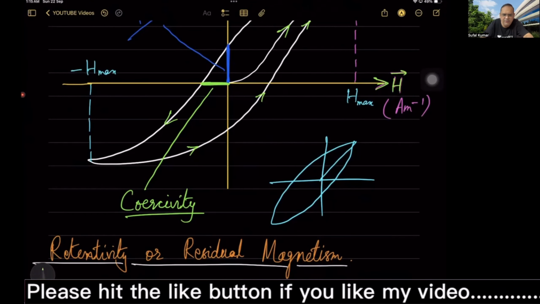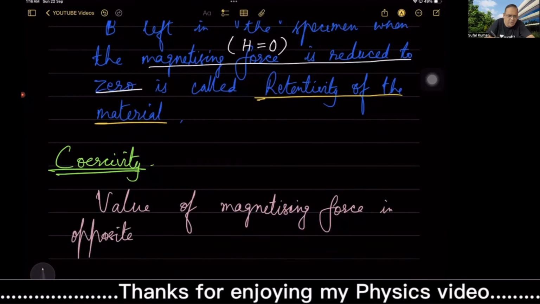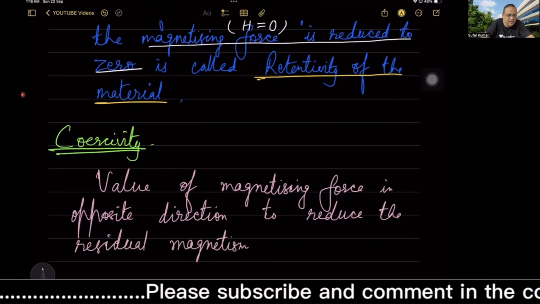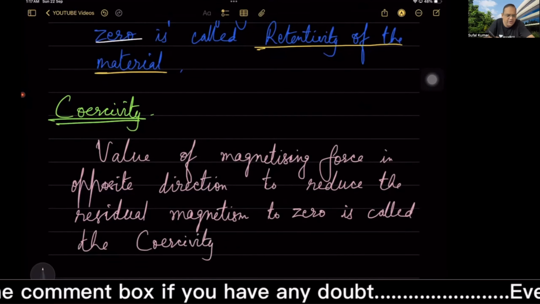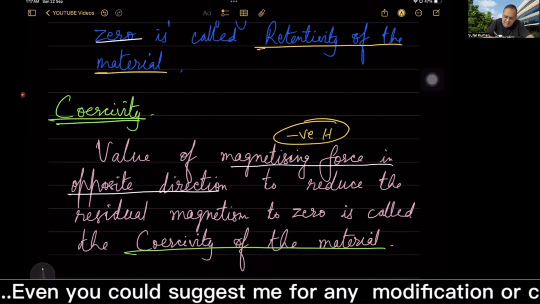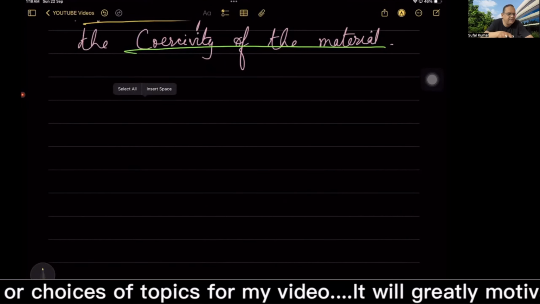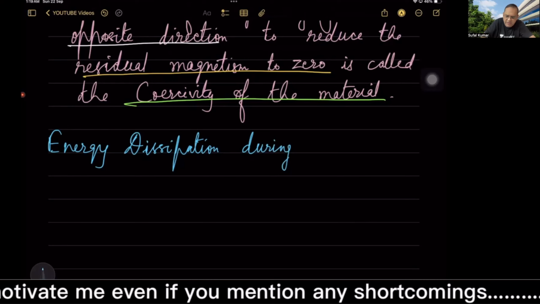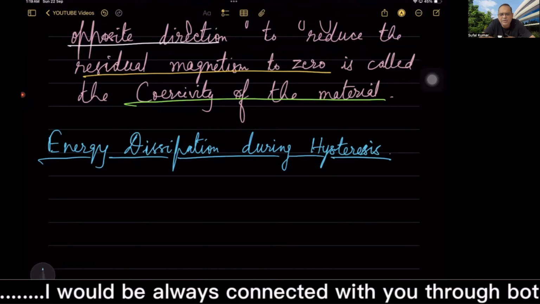Now the proper definition for coercivity. The value of magnetizing force in the opposite direction to reduce the residual magnetism to 0 is called the coercivity. Negative H to reduce the residual magnetism to 0. Then one more, energy dissipation due to hysteresis. Energy dissipation during hysteresis. Basically this topic is similar to the resistor.